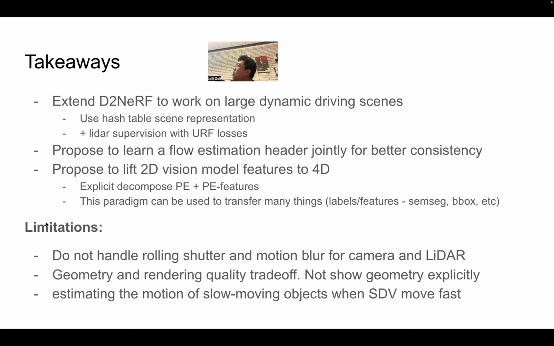The limitations mentioned in their paper are that they don't handle rolling shutter or motion blur for the camera and LiDAR, and they do not show the geometry explicitly, and the geometry is not that good, although the rendering is okay. Also, it's hard to estimate the motion of slow-moving objects when the camera is moving very fast.